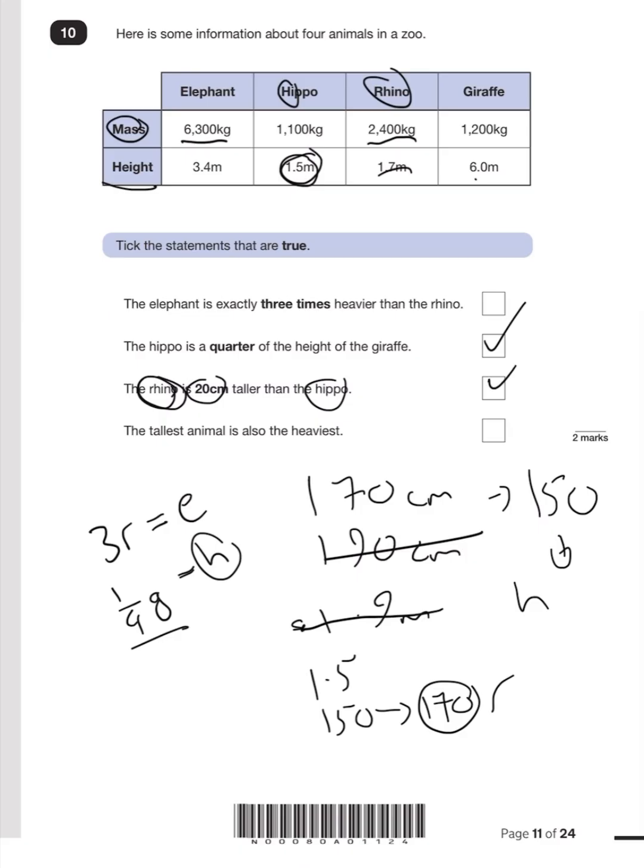The tallest animal is also the heaviest. The tallest animal here is the 6 meters, the giraffe. Is it the heaviest? 1,200? No. We've got the rhino and the elephants that are heavier, so that is not true.